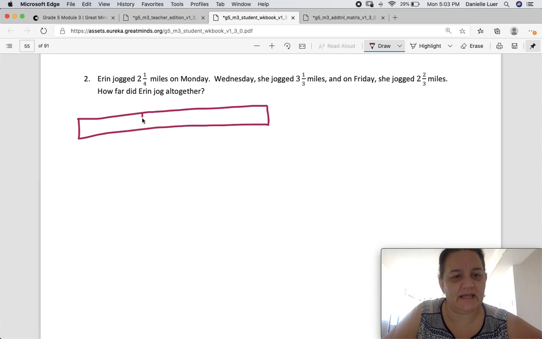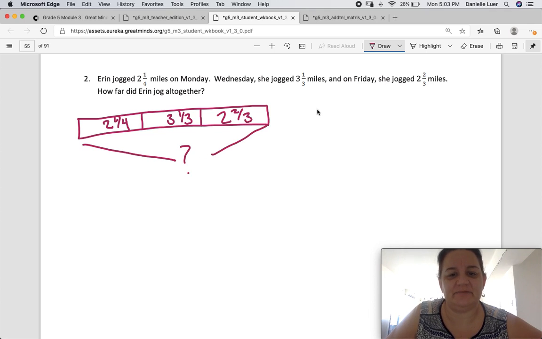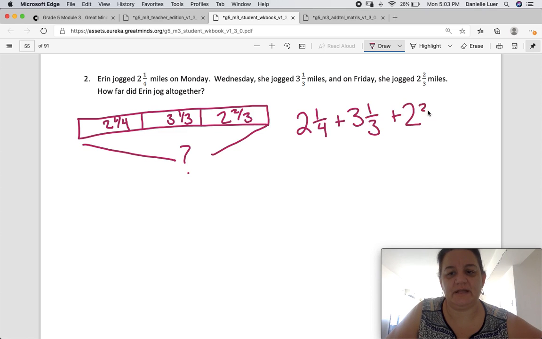Okay, so on Monday she did 2 1/4, and on Wednesday she did 3 1/3, on Friday she did 2 2/3. So I want to know how much did she run altogether? Well, that looks like an addition problem to me. Let's write it out into an expression. 2 1/4 plus 3 1/3 plus 2 2/3. Do you see what I see?